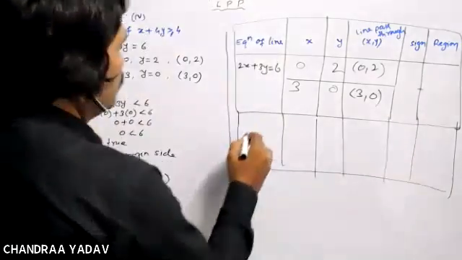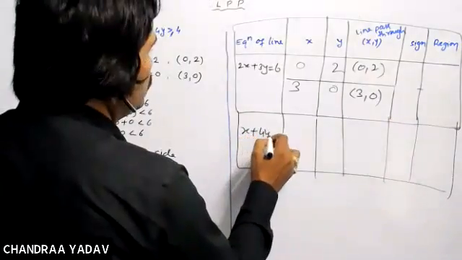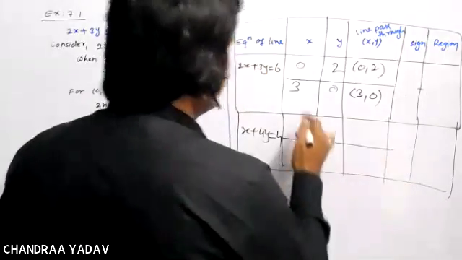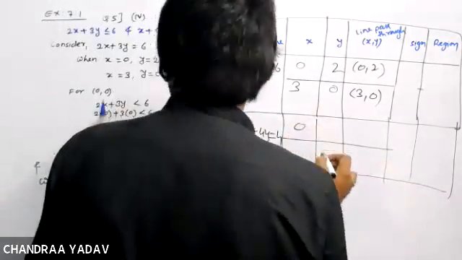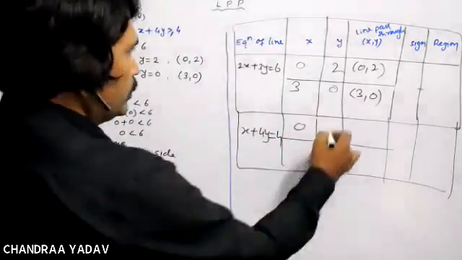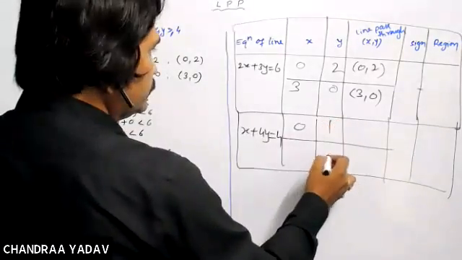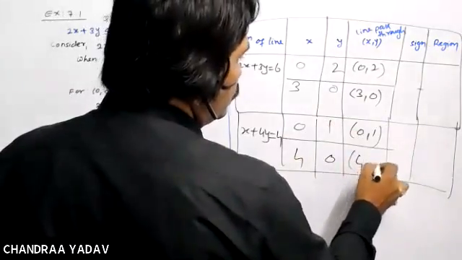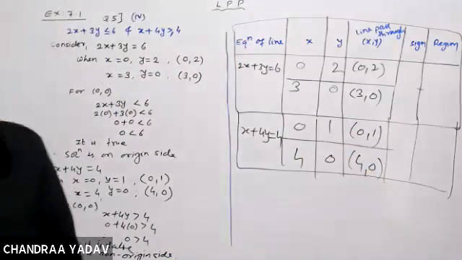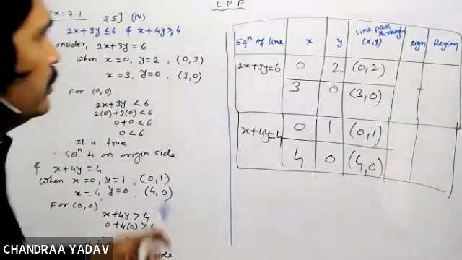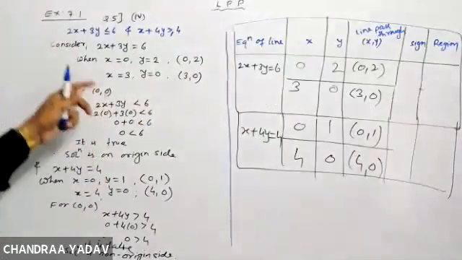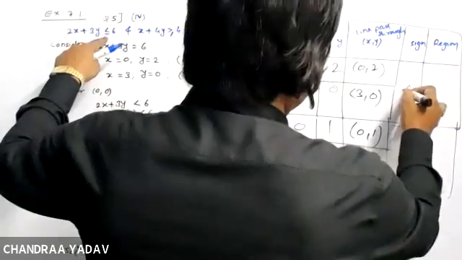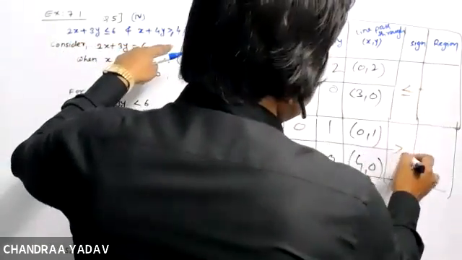Another equation, x plus 4y equals 4. The same thing. When x is 0, y is 1. When y is 0, x is 4. Then we'll write here 0 comma 1 and 4 comma 0. And then we mention the sign here. What is the sign of this equation? This one is less than or equal to, this is greater than.